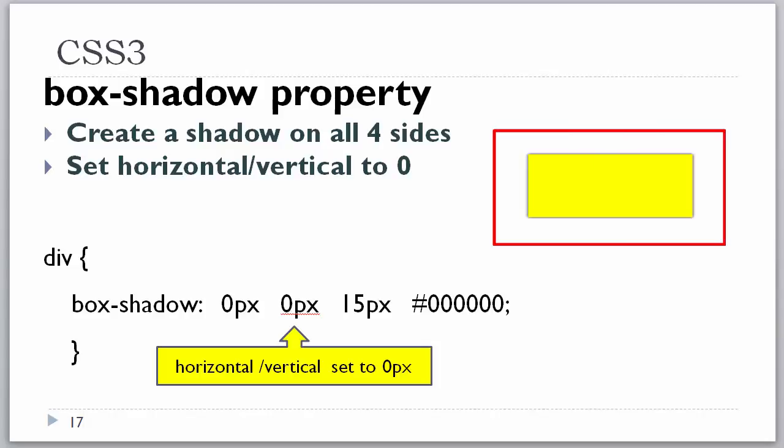Here again, on the box shadow without the inset, it will force the shadow to go all the way around the container. I like this effect very much.